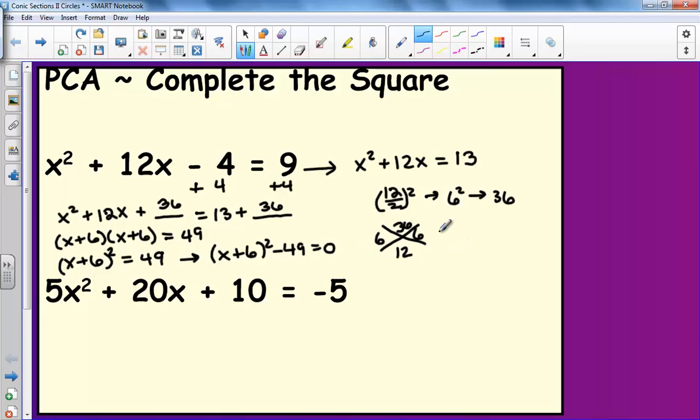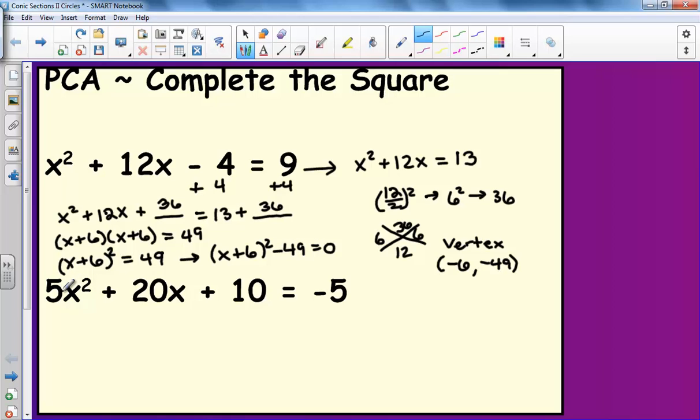And so my vertex point for this is going to be negative 6. If it's in parentheses, it changes its sign. If it's outside of parentheses, it doesn't. Negative 6, negative 49 will be my vertex point, because my vertex is h and k here. And this is my a, x minus h squared plus k form right here.